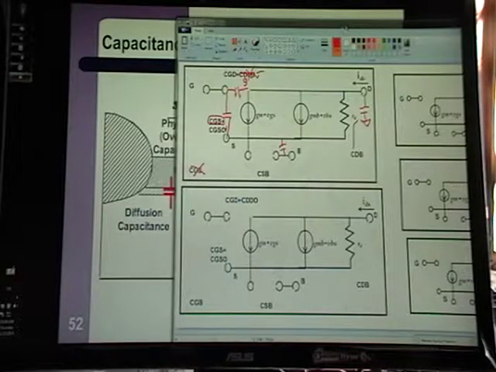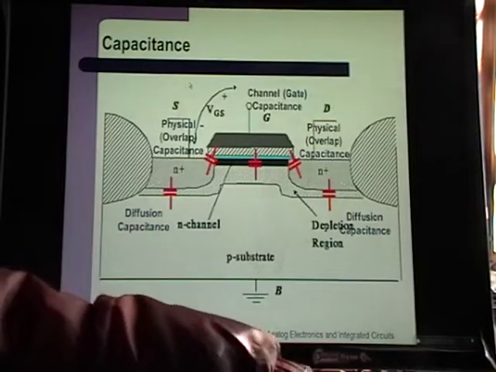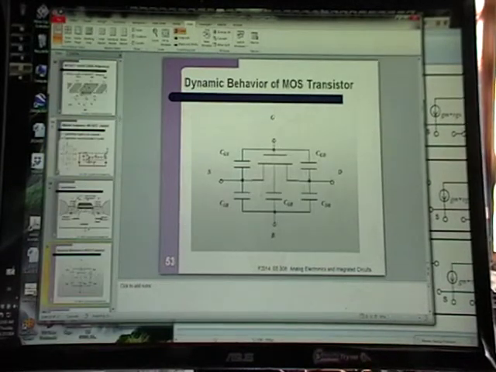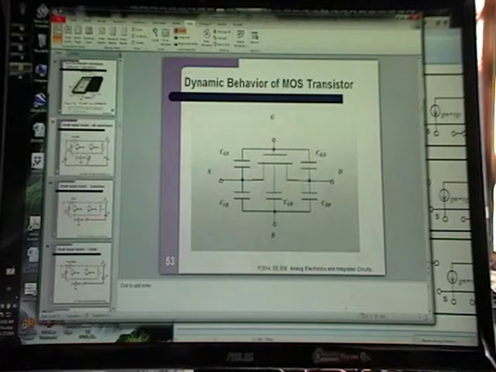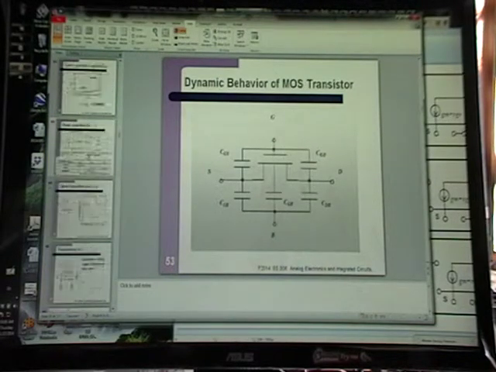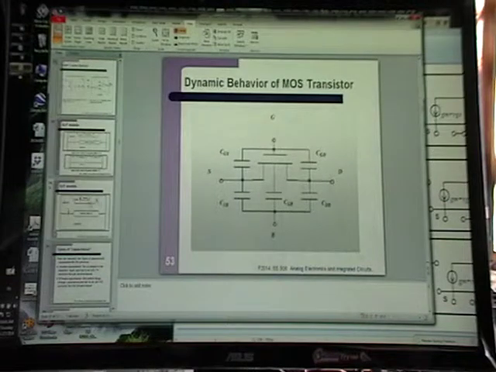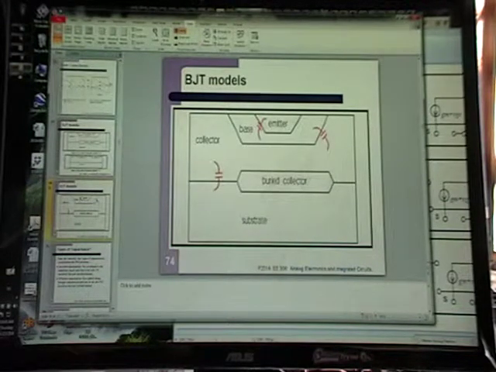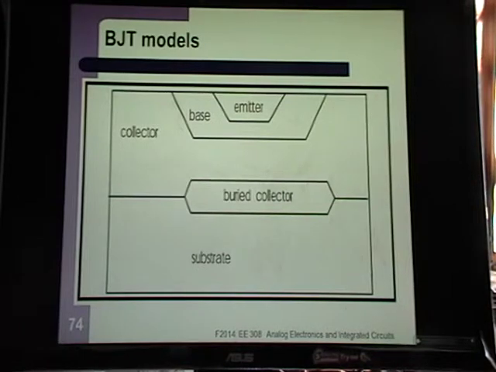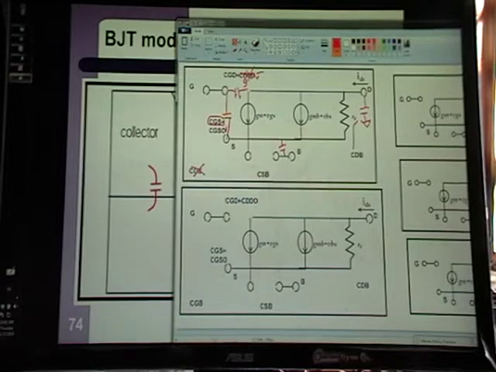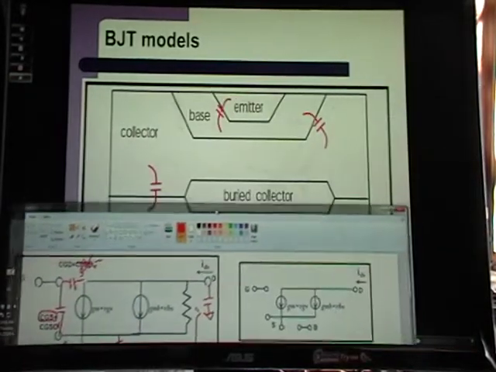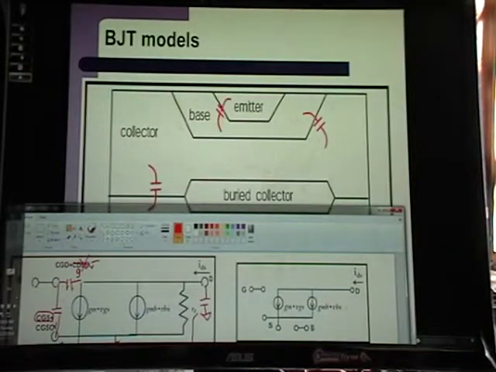Okay, and then let's see if we can find the BJT. Okay, and then there's the BJT capacitance. And everywhere there's a boundary between a P and an N region, you get a capacitance. And for that one, when you draw those capacitances into the small signal model, you see you have a base emitter capacitance.